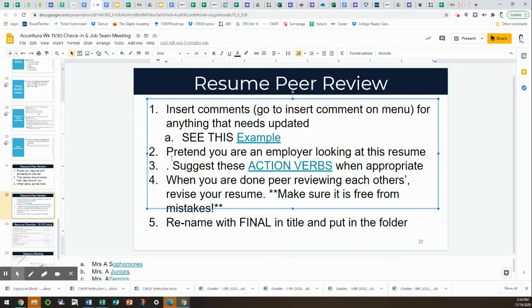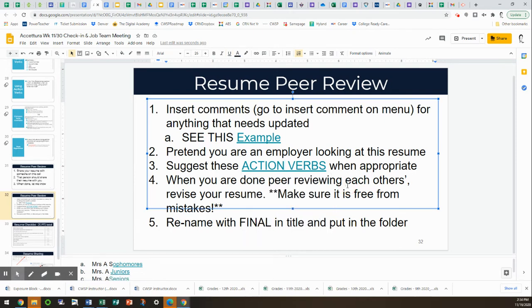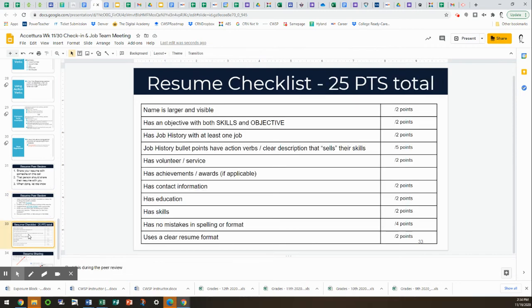Then they are going to pretend that they're an employer looking at their friend's resume. I link again this little action verbs document, and I'd suggest sharing it with them. They can make suggestions of how to improve the action verbs in that resume. When they're done peer reviewing, they're just going to move right into updating their own resume, making any corrections to it, and then putting their resume in the folder.